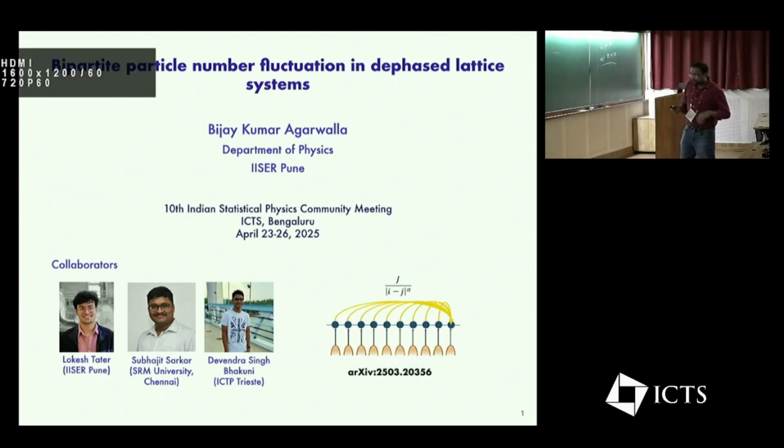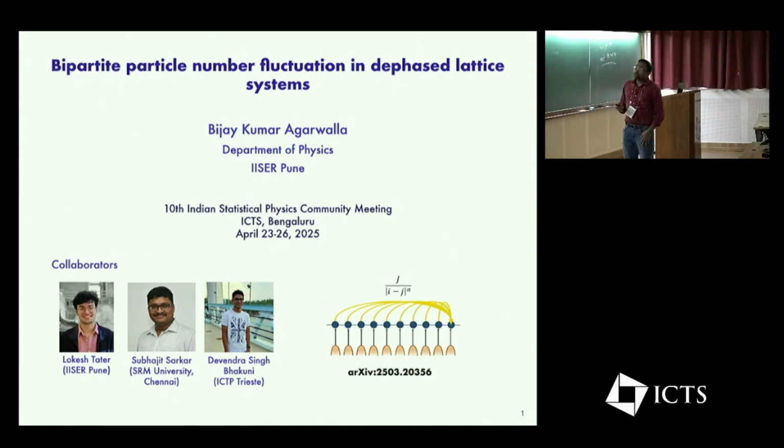So, great. What I'm going to briefly talk about is this very recent work that we did, about looking at bipartite particle number fluctuation in so-called dephased lattice systems. I'll explain what exactly I mean by this. The work was primarily done by Lokesh, who is an undergraduate student at IISER Pune, and the details you can actually find in this paper.